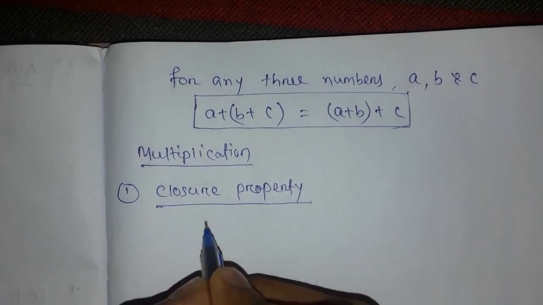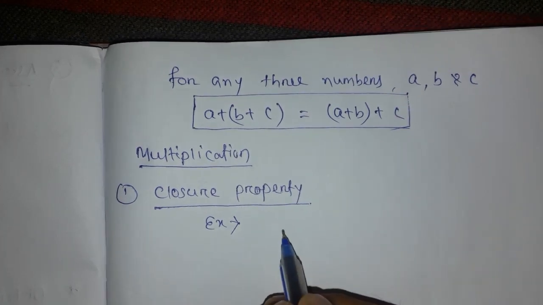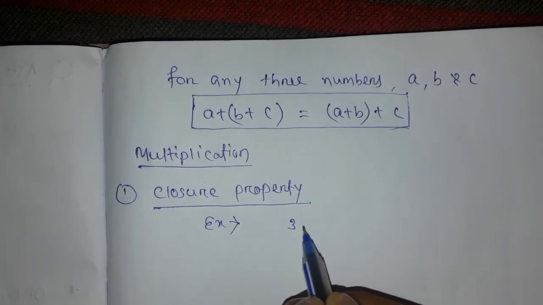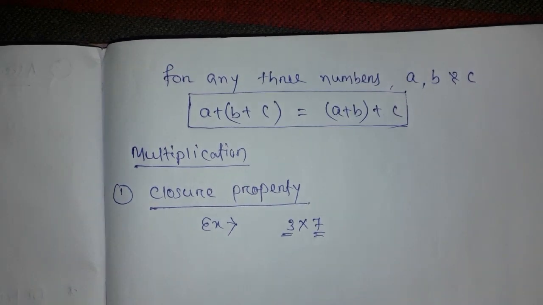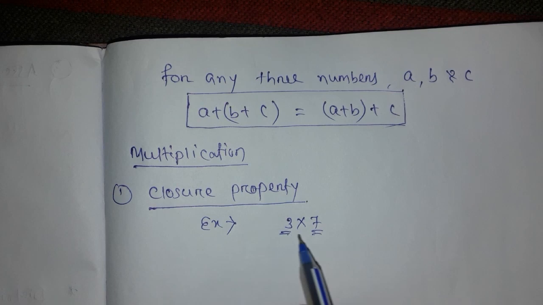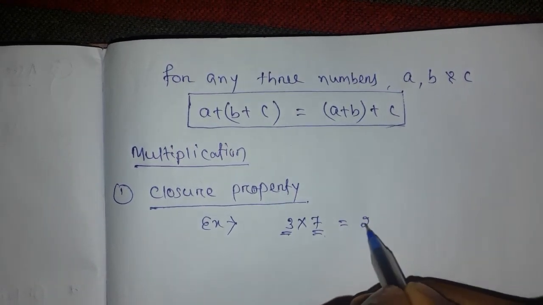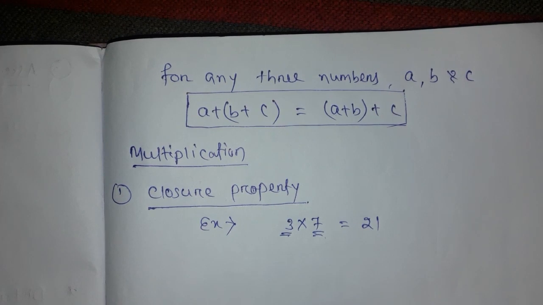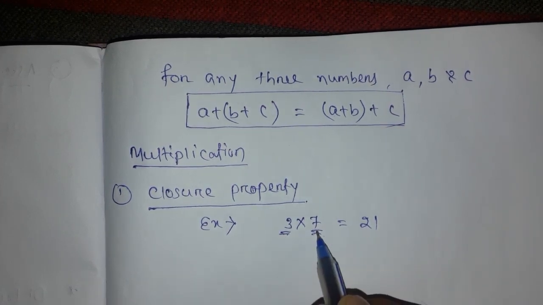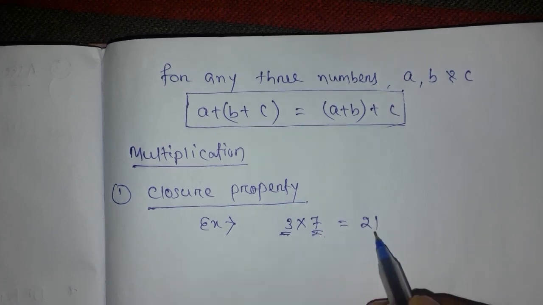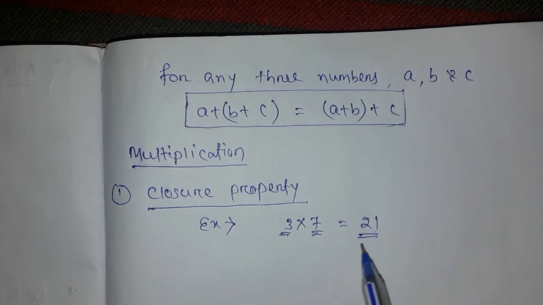Okay, let's start from an example. If I multiply any two numbers, that is 3 into 7, the first number is 3, the second number is 7. Here 3 is an integer, 7 is also an integer. If I multiply this, what will I get? 7 into 3, 21. And here we can see 3 is an integer, 7 is an integer, 21 is also an integer. So from here, what did we get?